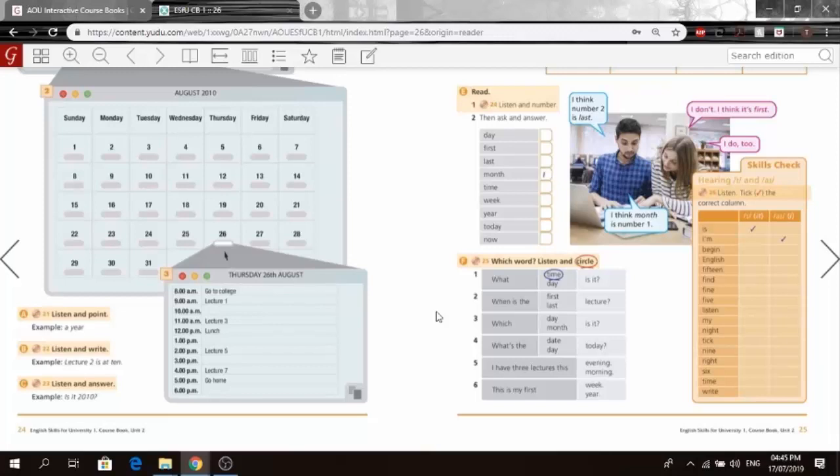If I would have said what day is it, you would have circled day. I hope you get the idea. Right, so number 2 is, when is the first lecture? Okay, hope you're able to do that. That was straightforward. Number 3, which month is it?